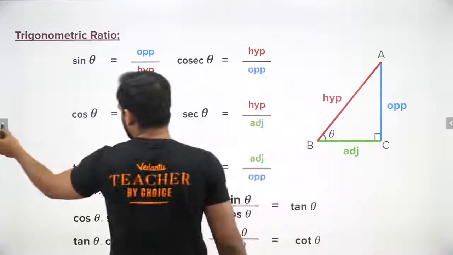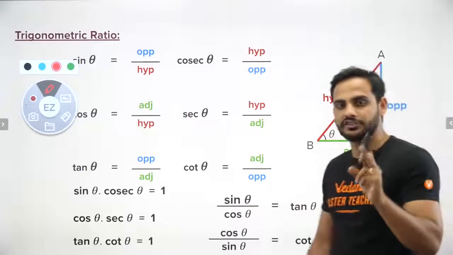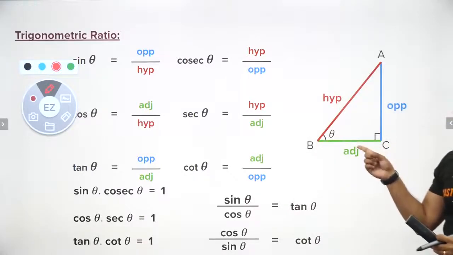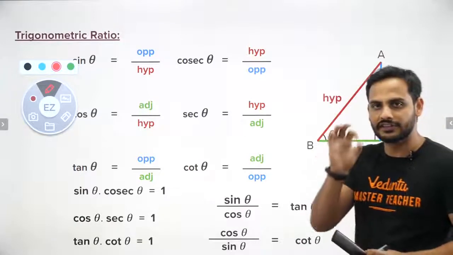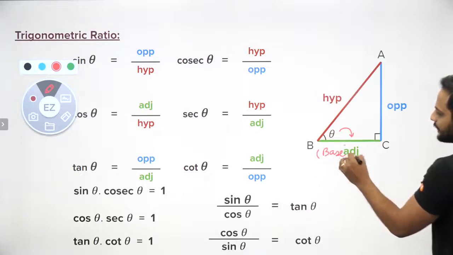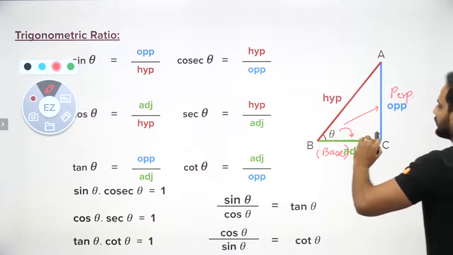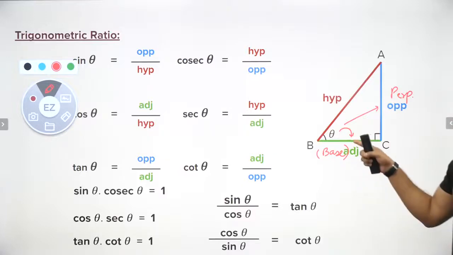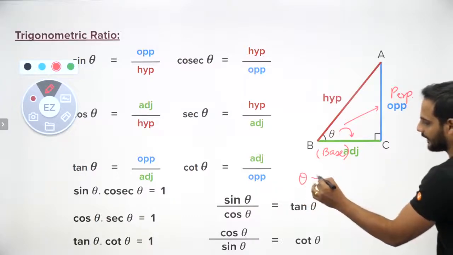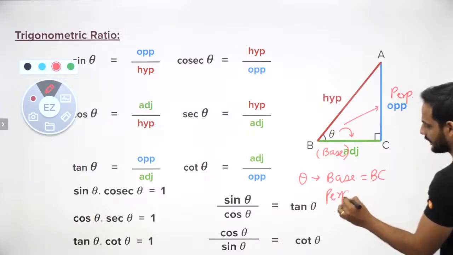One more thing I want you to understand is how you define which is base and which is perpendicular. It depends upon the position of theta. Remember, it is not that because the triangle is like this, this will always be the base. No, it depends upon the position of theta. If this is your theta, the base will be the side on which the angle is lying, the perpendicular will be the side opposite to it, and the hypotenuse is always fixed, which is opposite to 90 degrees. So if theta is here, for theta I can say my base is BC and my perpendicular is AC.